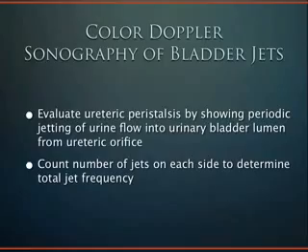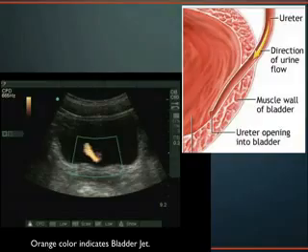So the other thing that's cool about bladder ultrasound is the fact that we can see, especially using color Doppler or power Doppler, the jets squirting through the trigone of the bladder. And you can look at those jets. You can actually count them up if you want.